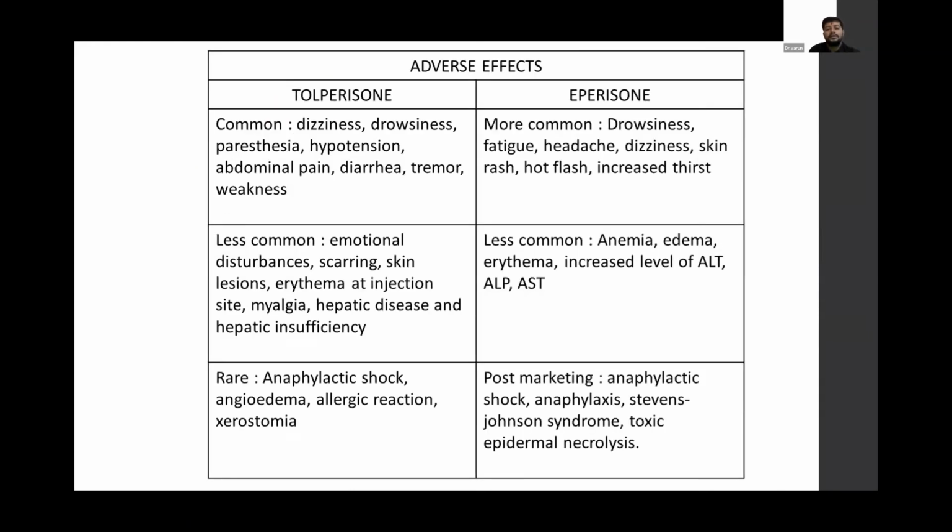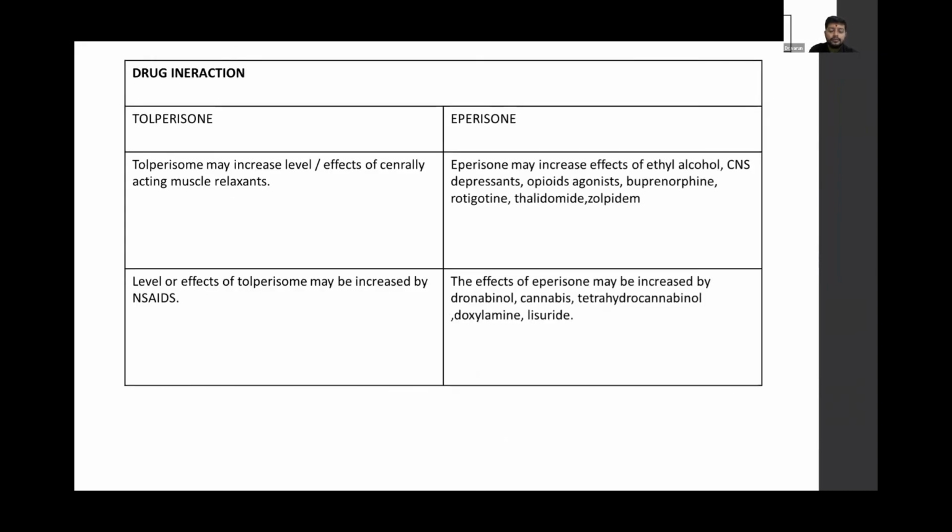The adverse effects for tolperisone and eperisone are drowsiness, dizziness, paresthesia, hypotension, and abdominal pain. Less common are emotional disturbances, scarring, skin lesion, and erythema, and rare are anaphylactic shock, angioedema, allergic reaction, and xerostomia. For eperisone, also the same as tolperisone, like drowsiness, fatigue, headache, and very rare are anaphylactic shock or Stevens-Johnson syndrome.